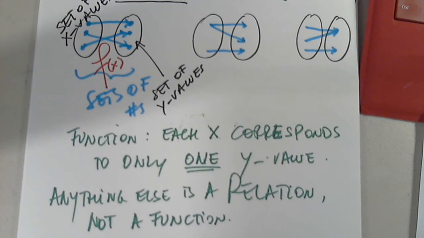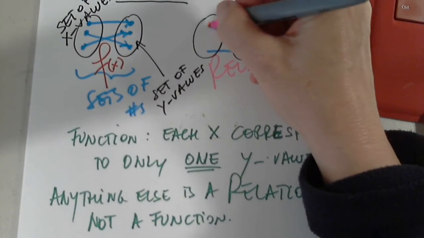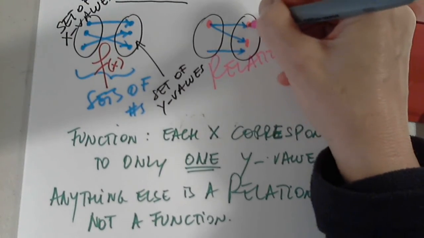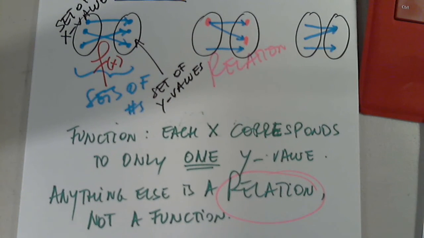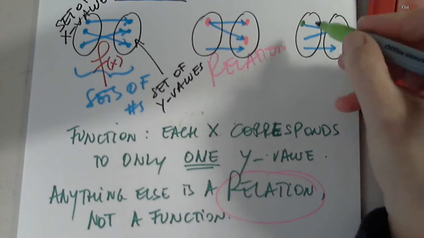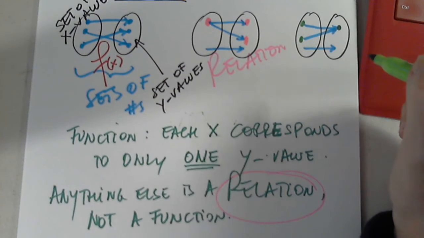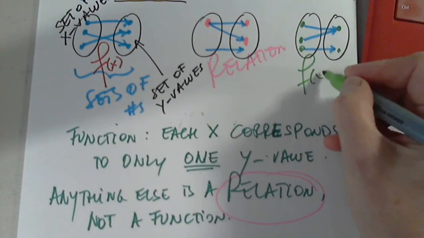What about the second one? Is the second one a function or a relation? Relation. Absolutely. Relation. Because I found one x value that corresponds to 2 y values. So that's why this is a relation. What about the last one? Is the last one a function or a relation? It's a function. Each x value corresponds to only one y value.